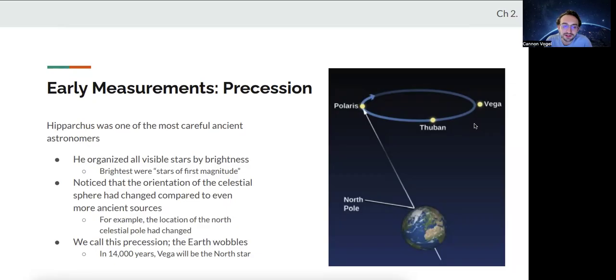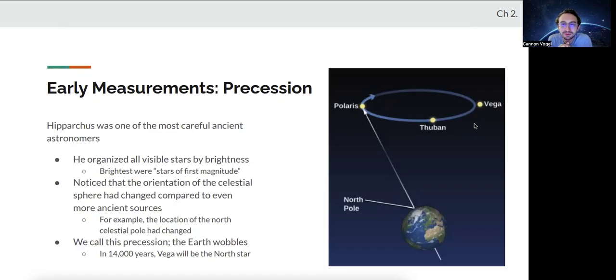Hipparchus also noticed that the celestial sphere, the orientation of it relative to Earth, actually changed. So where the north celestial pole points, we now say that it points at Polaris. But what Hipparchus noticed is that when he looked at even older records of astronomy from his great-grandfather, whoever, the north celestial pole was at a little bit of a different spot.